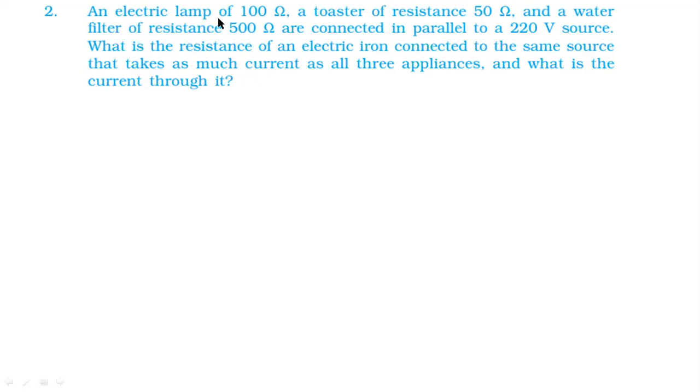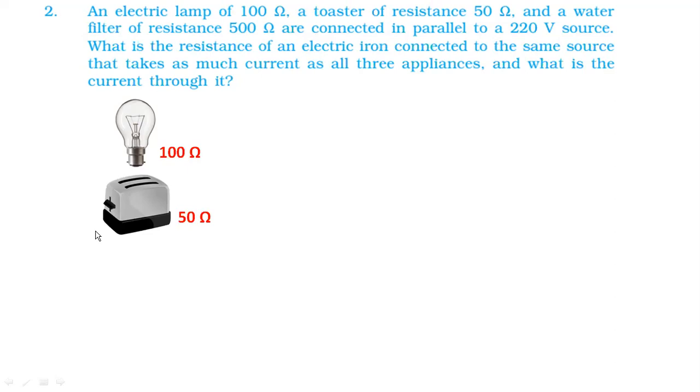First, we will say that these devices are connected in parallel. So let me show them. See, first they have said is electric lamp. So I took electric lamp. Resistance they have given 100 ohm. So I have written that as well. What is the second device they have said to us? It is toaster. So toaster I have also taken. What is the resistance of that? 50 ohm. The third device they have said is the filter, water purifier. So the water filter is also given 500 ohm. So let me take that.